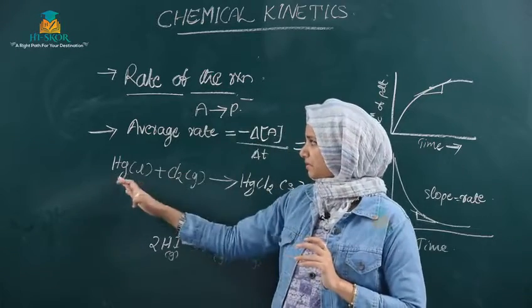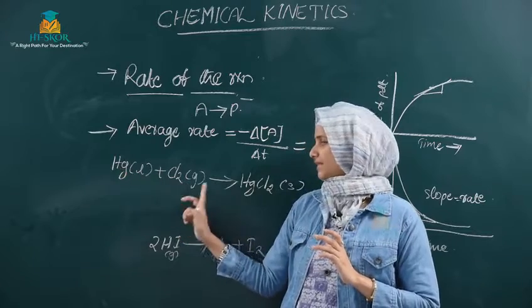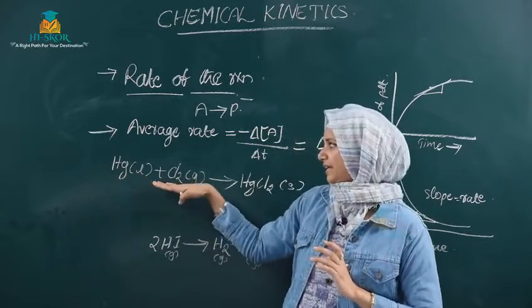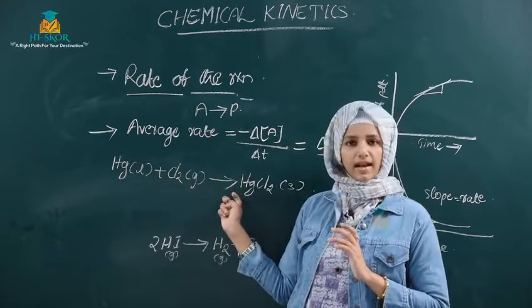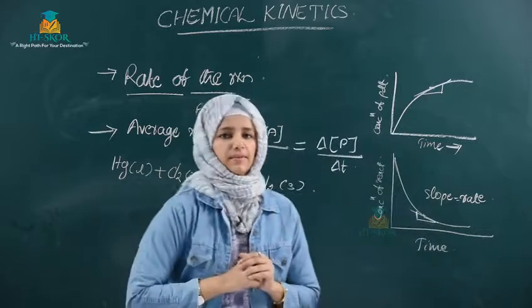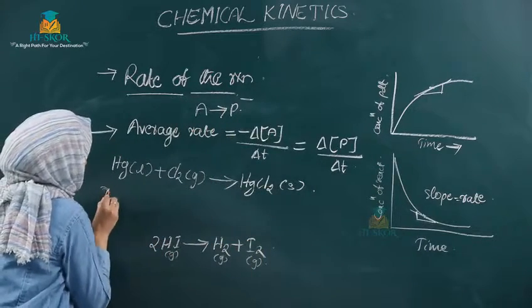Okay, for example, you see this reaction, Hg liquid plus Cl2 gas gives HgCl2 solid. Here also 1 mole of reactant reacted to give 1 mole of the product. Here how will you express the rate? Rate R is equal to average rate.